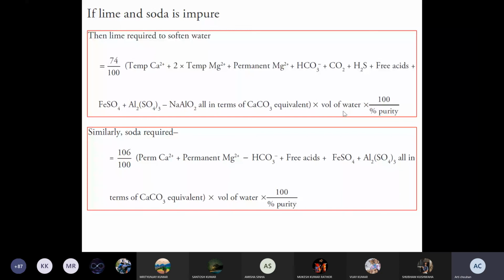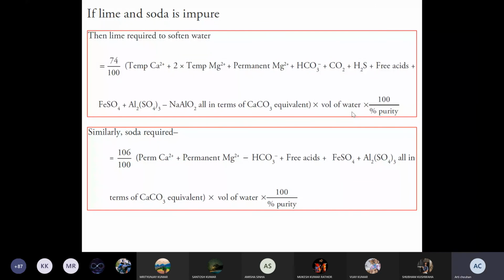So if that much amount of water is given, then you also have to put that volume of the water in the calculation. Okay, so after considering both factors, volume of the water and the purity, the derivation will be modified like this, and that is on your screen. Got it?